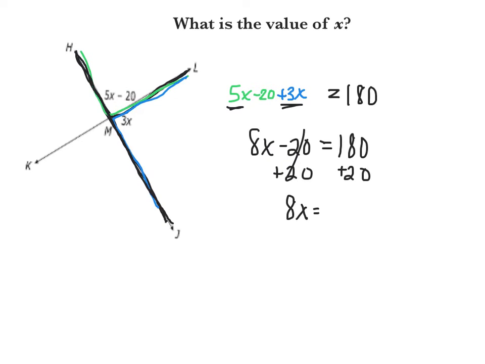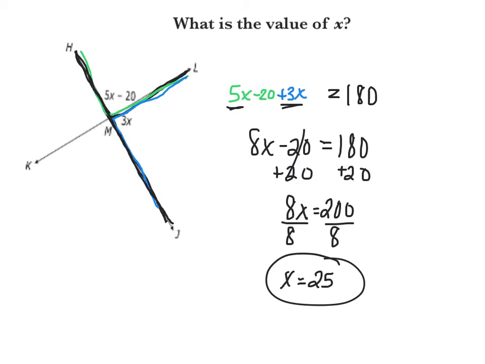I'm left with 8x equals 200. I'm going to divide both sides by 8, and I should get x equals 25. So again, even though the angles are kind of tilted, I can still see that these two angles are a straight line. They are not opposite each other, so they are not vertical angles. Great job if you got this correct. Make sure you correct any mistakes before moving on.